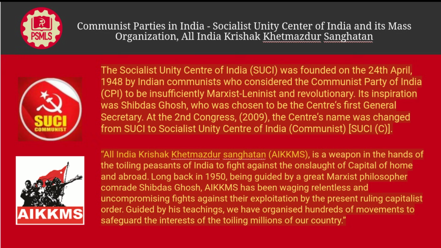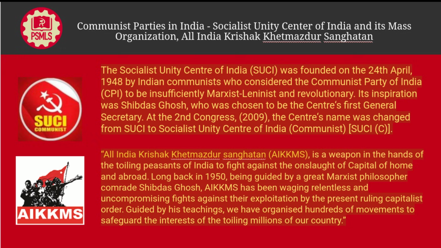All right. They were founded in April of 1948 by Indian communists who considered the Communist Party of India, the CPI, founded in the 1920s, to be insufficiently Marxist-Leninist and revolutionary. Its inspiration was Shibdas Ghosh, and he was chosen to be the Centre's, or SUCI's, first general secretary. At the second Congress in 2009, they did change their name to SUCI. So that's how they show up now.